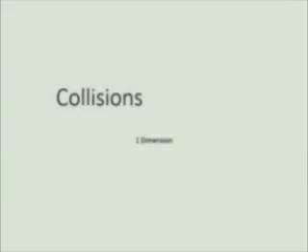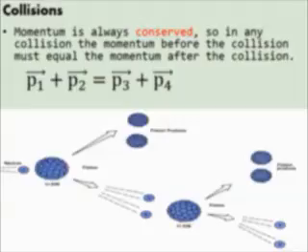This is one-dimensional collisions, and this is very important and central to physics. Momentum is always conserved, and so in many collisions, the momentum before the collision must equal the momentum after the collision, even like in the nuclear reaction you see below.